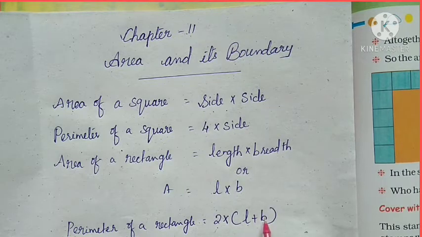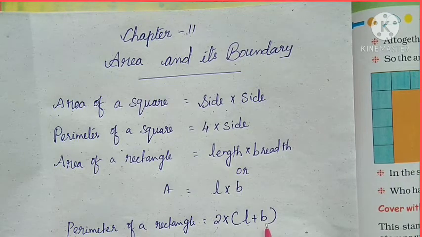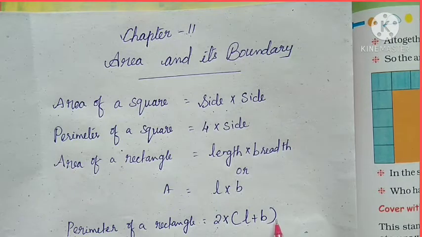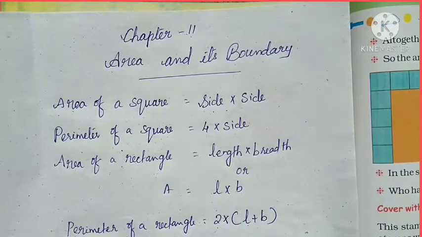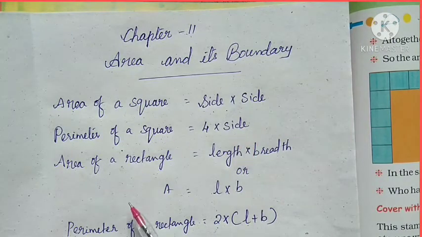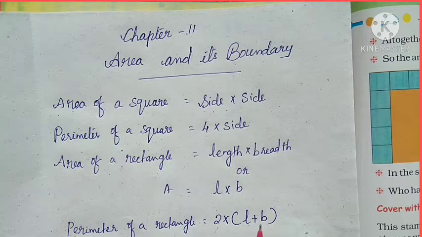In the place of breadth, some figures give the width of the figure. So that time this formula will change to 2 into L plus W. Otherwise, always we have to say like this: the perimeter of a rectangle is equal to 2 into L plus B. First we add the length and breadth measurements, then multiply with 2. Understand all of you? So these are the main things in this chapter. Study these formulas very clearly. Then only you will be able to do all the other questions in your textbook. Understand all of you?